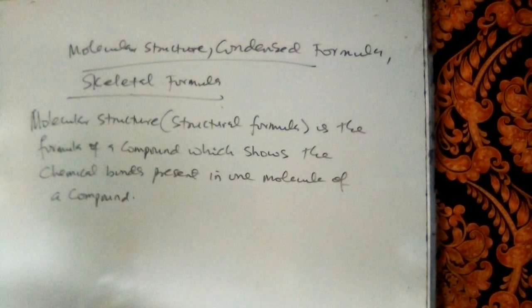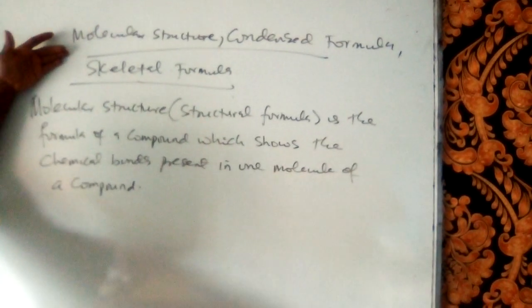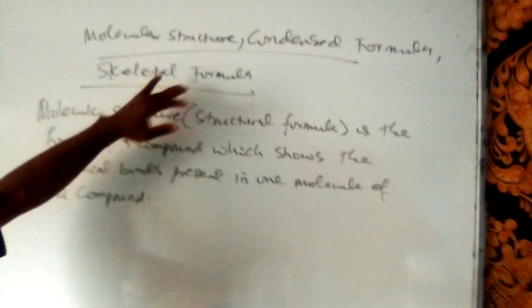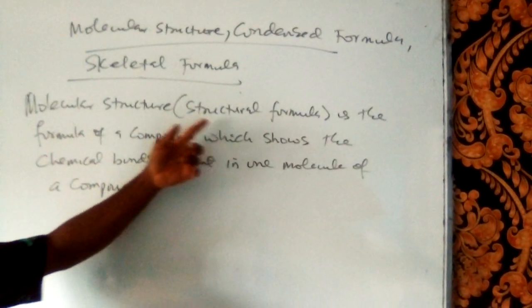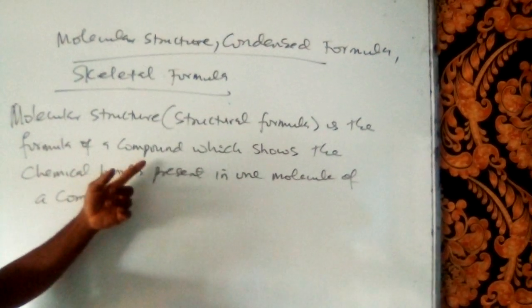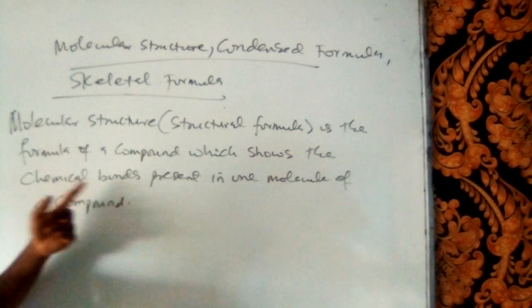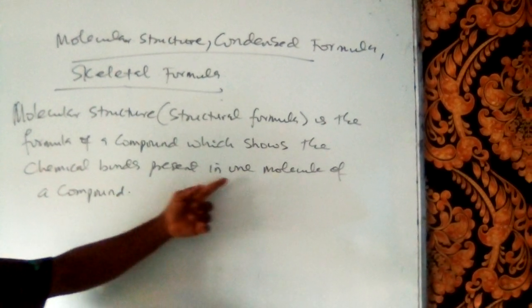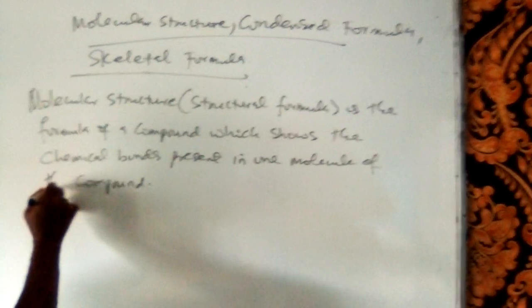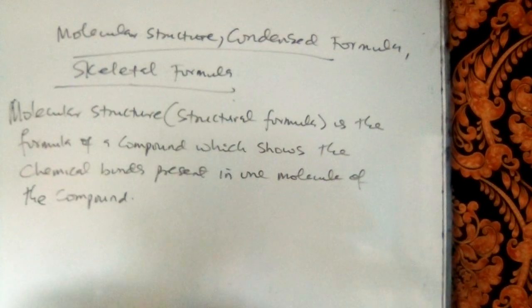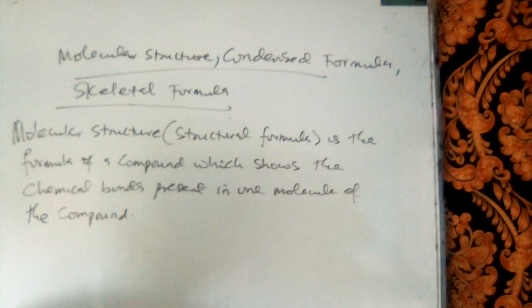So now we're looking at molecular structure, condensed formula, and skeletal formula. So molecular structure, otherwise known as structural formula, is the formula of a compound which shows the chemical bonds present in one molecule of the compound.